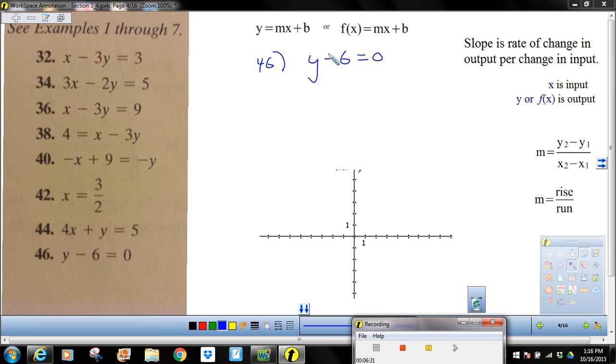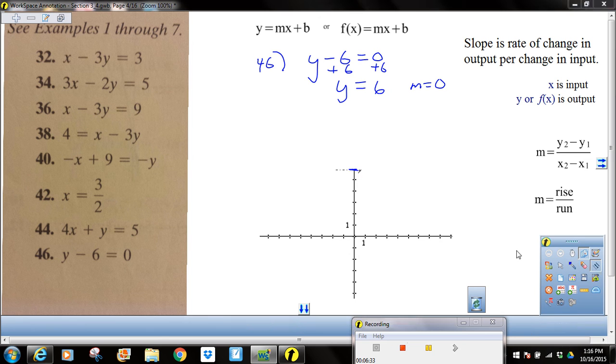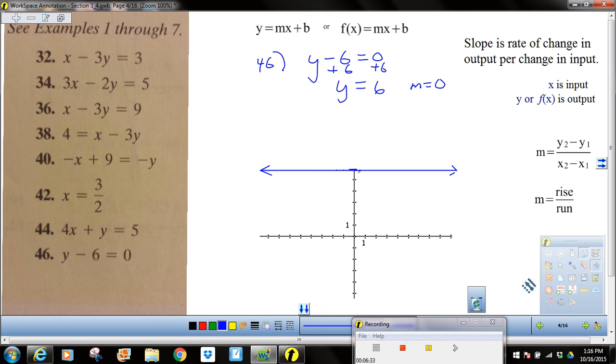46 is similar to the ones we were doing earlier that didn't have x's. I will go ahead and solve this for y so that it will be in slope-intercept form. Get y equals 6. The slope is 0. So it's a horizontal line at y equals 6. 1, 2, 3, 4, 5, 6. And that's my graph.